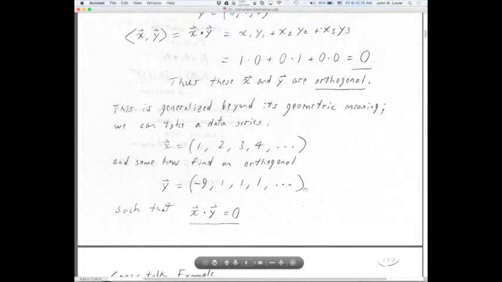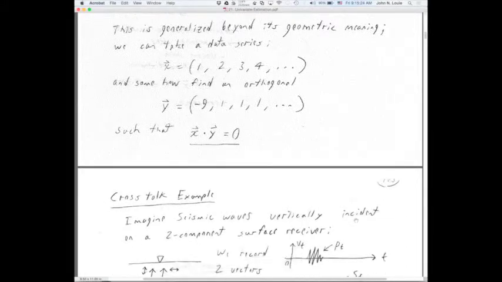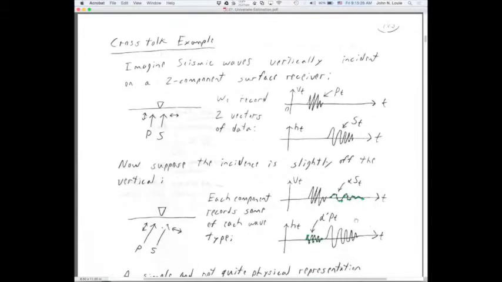Often the problem is going to be, how do we find that orthogonal y such that x dot y is equal to 0? Okay, so a little bit of mathematical setup there. Let's take a look at the crosstalk example.